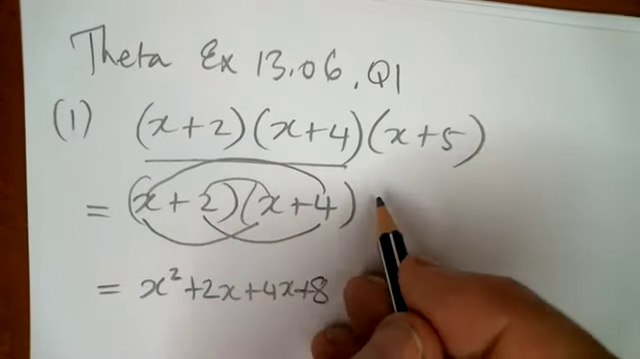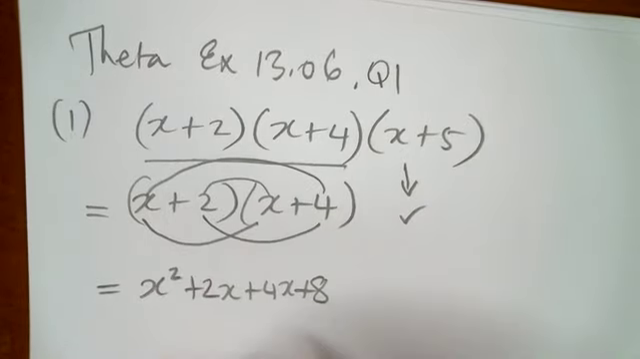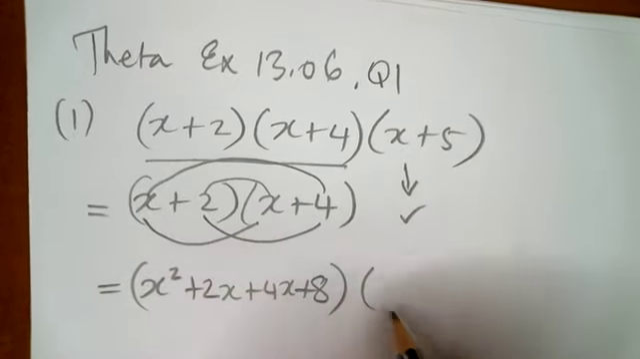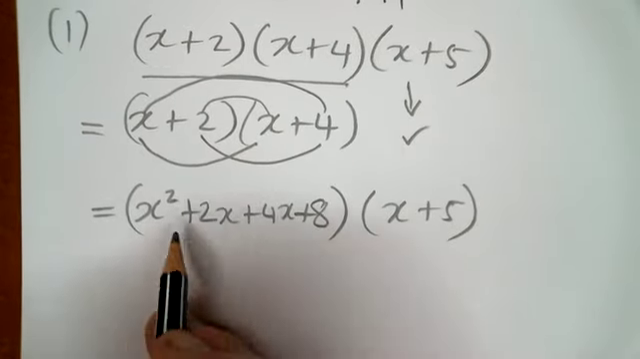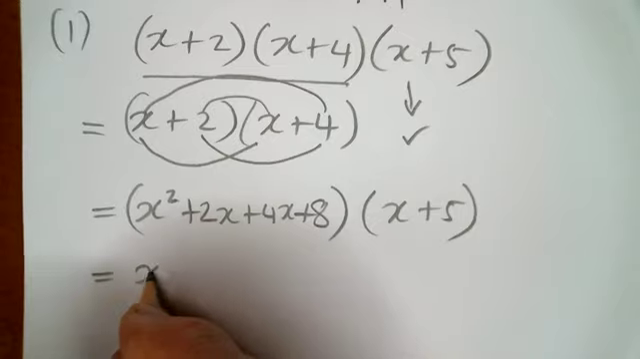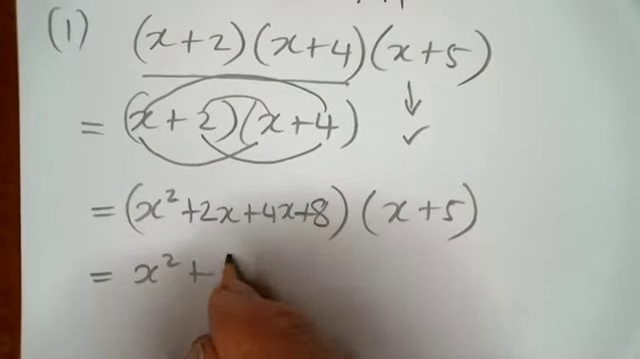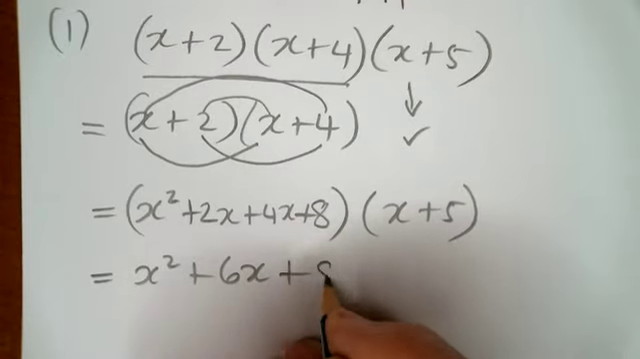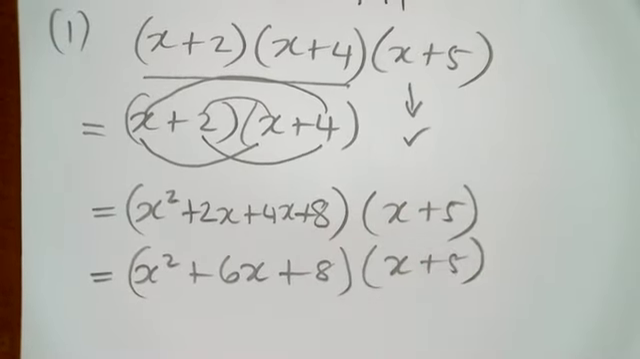All right, now by the way, I do need to put this thing here on the end, otherwise it's just not true. So there is my first bit. I've got my x plus 5 there as well. So that's now true. Let's collect like terms. So this is going to be x squared plus, well, 2x and 4x is going to be 6x plus the 8. And I'm going to multiply all of that by x plus 5.